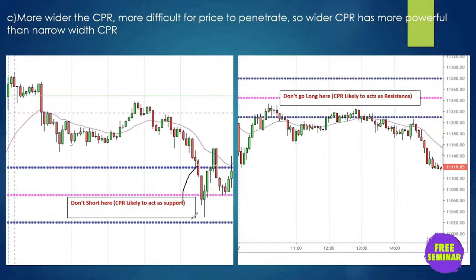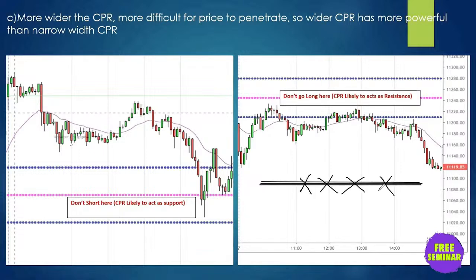That means you can see that CPR was respected here, CPR was respected here. At the same time, if this chart that you're seeing here had a narrow CPR like this, then one could have shorted this even without worrying about CPR, because the CPR is very narrow. For example, if you had seen the same chart but with a narrow CPR like this, then one doesn't have to worry about going long here, because a narrow CPR means it's not a strong support resistance. It can easily break and it can go like this. But if it is wide, then only I said it's a strong support resistance. So that means a narrow CPR is not a powerful support and resistance on your chart whenever it is too narrow.